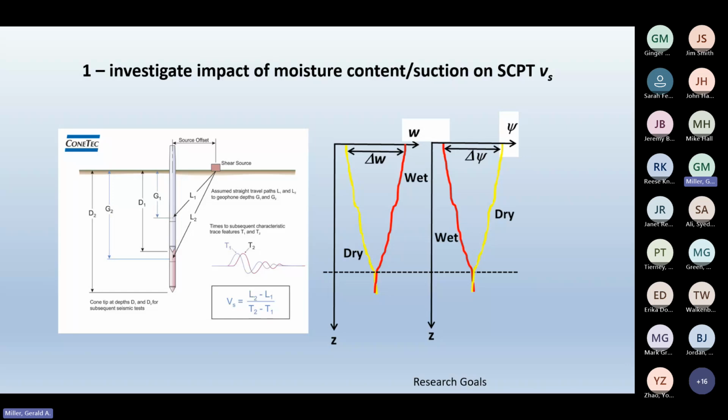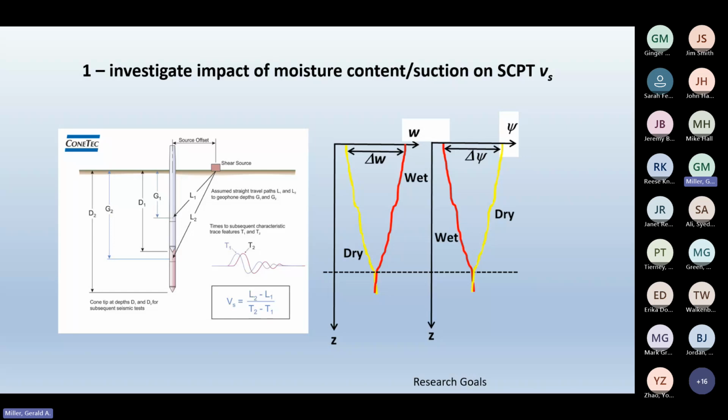So you push your cone, you stop, do a shear wave velocity measurement, record the numbers, or the computer records them for you, push it to the next depth, do the same thing, and you can use the difference in the travel time of these waves to estimate the shear wave velocity in the layer between those two locations. It's a fairly straightforward and simple application of wave propagation velocity, or time of arrival, to estimate shear wave velocity.